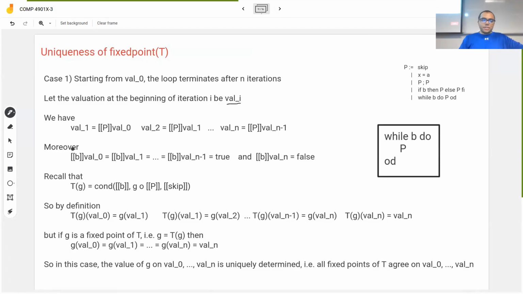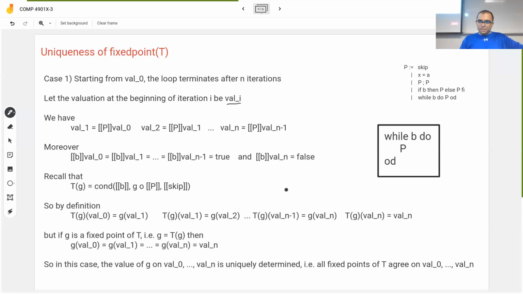Okay. So I know that every iteration terminated because the entire loop terminated. So what do I know? I know that val 1 is basically P of val 0. P was the thing inside the loop. So if I start at val 0 and I do one iteration of the loop, I do P once, I get to val 1. And the same thing for the next iteration. So valuation 2 is P of valuation 1, and so on. And valuation n is P of valuation n minus 1.